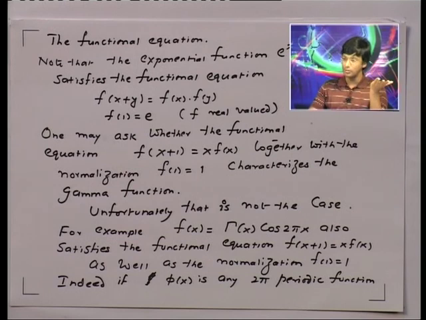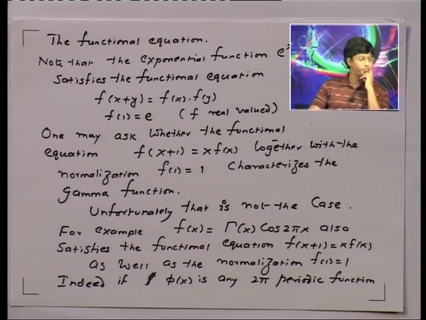The question that we want to ask is, suppose I take a function f of x such that f of x plus 1 equal to x times f of x and f of 1 equal to 1. Does it follow that f of x equal to gamma x? No. Unfortunately, that is not the case. The functional equation with the normalization f of 1 equal to 1 does not characterize uniquely the gamma function, simply because if I take the gamma function gamma x and multiply it by cos 2 pi x, that will also satisfy the functional equation, that will also satisfy the normalization.